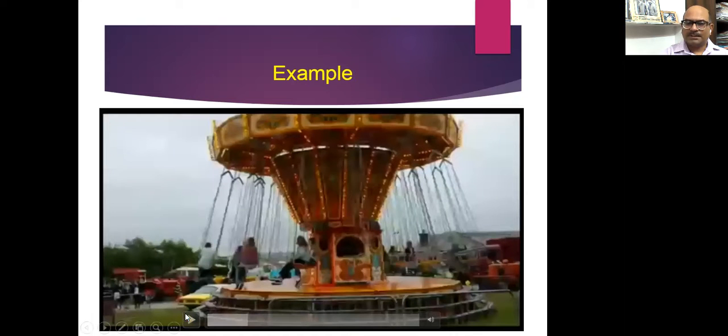So I hope this concept is clear, because when the radius is high, the frequency of rotation will decrease to maintain the centripetal force, because the centripetal force should remain constant. You can see this example also.